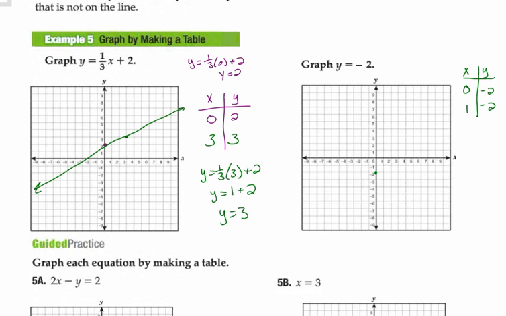And I'm going to go ahead and plot those points. 0, -2, 1, -2. So this is a horizontal line through y equals -2.